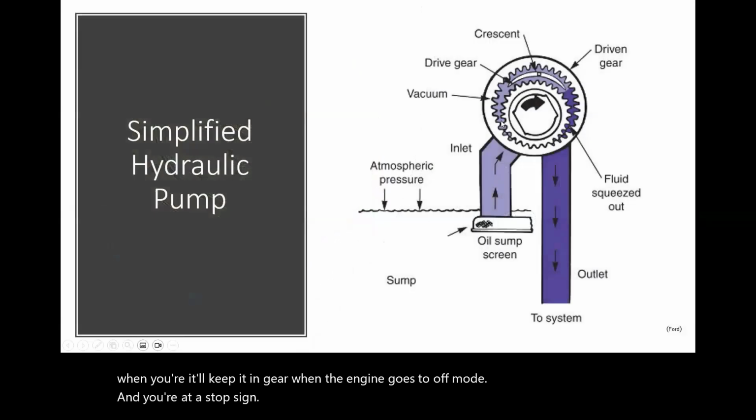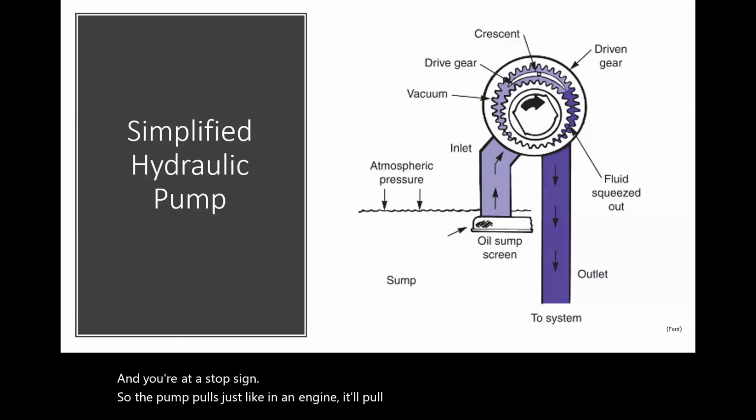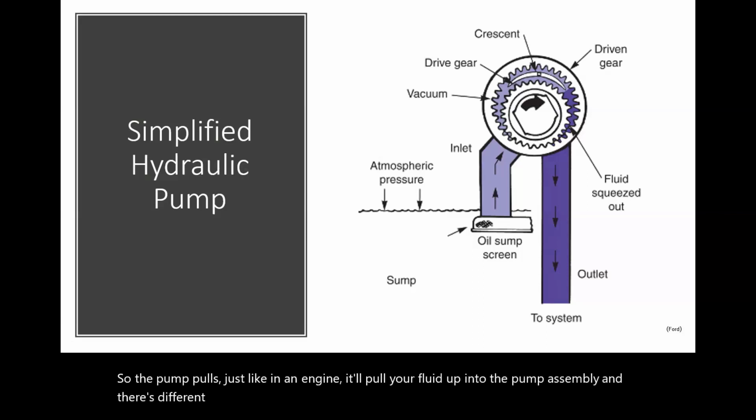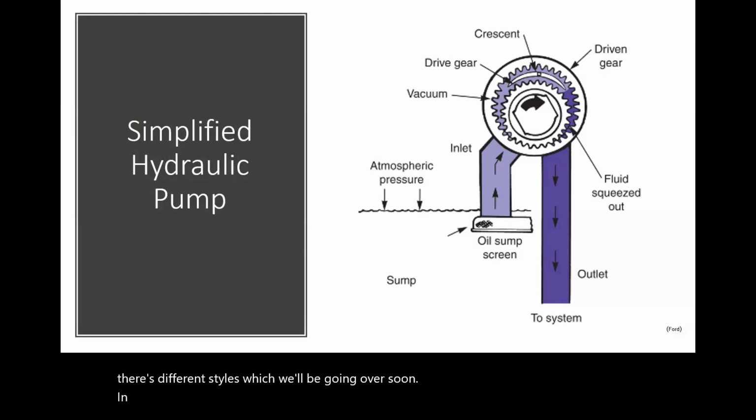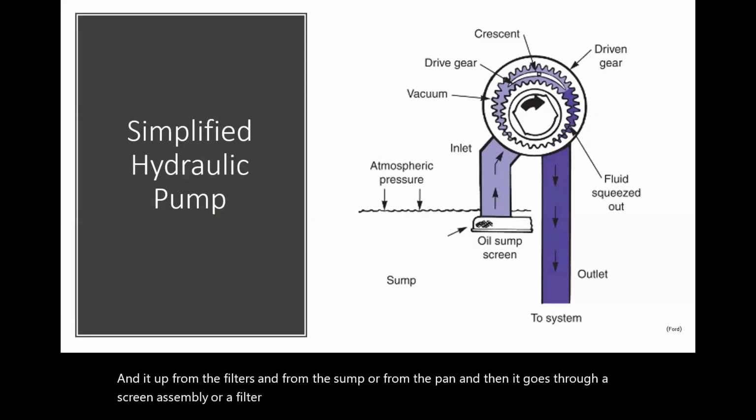So the pump pulls just like in an engine. It'll pull your fluid up into the pump assembly, and there's different styles, which we'll be going over soon. It pulls it up from the filters and from the sump or from the pan, and then it goes through a screen assembly or a filter to make sure we don't get any debris into our pump itself. And it goes out to the system through the outlet.